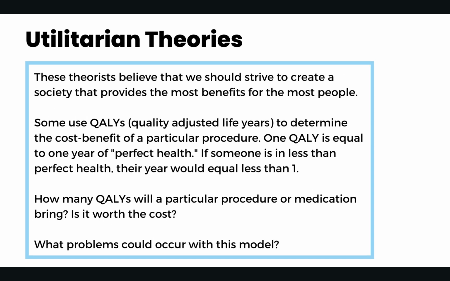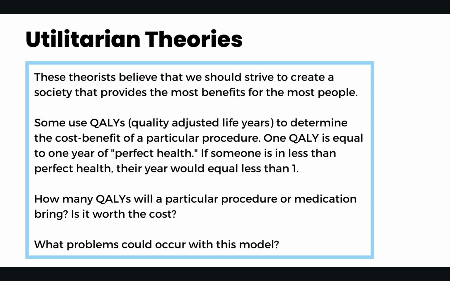Utilitarian theories: these theorists believe we should strive to create a society that provides the most benefits for the most people. And sometimes they use QALYs, which are quality adjusted life years, when trying to determine the cost benefit of a particular procedure. So for example, if we're thinking about that heart transplant, they would think, well, how many healthy years would someone get out of this heart transplant versus the cost of the transplant?